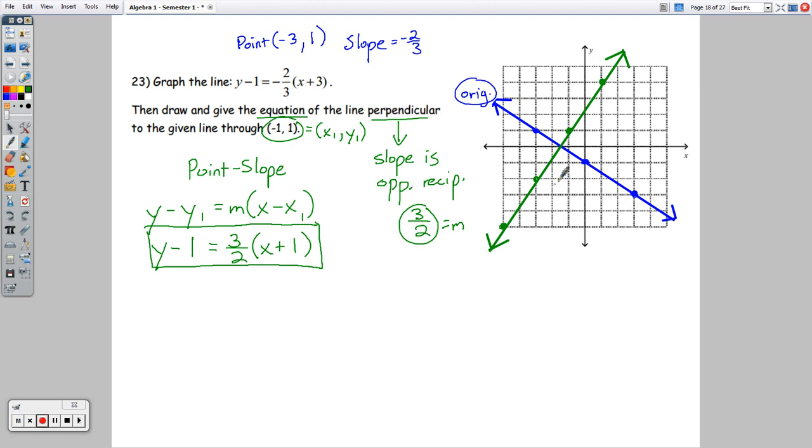Perpendicular means they're meeting at a 90-degree angle. So there you could actually draw a box in the corner. When you draw it, it should look like it's actually perpendicular. If it doesn't look perpendicular, you know you did something wrong. So here's your equation. Here's the perpendicular line. Here's the original line.